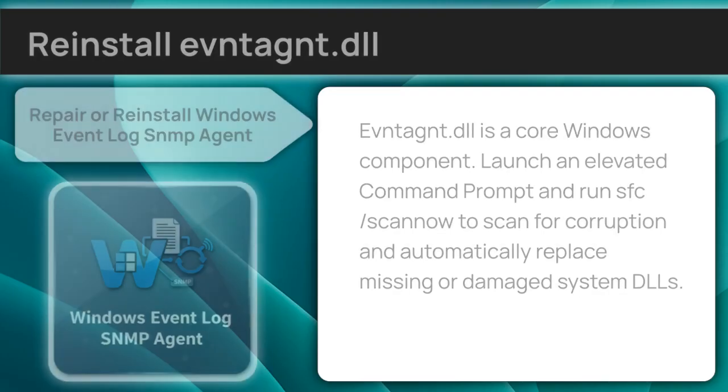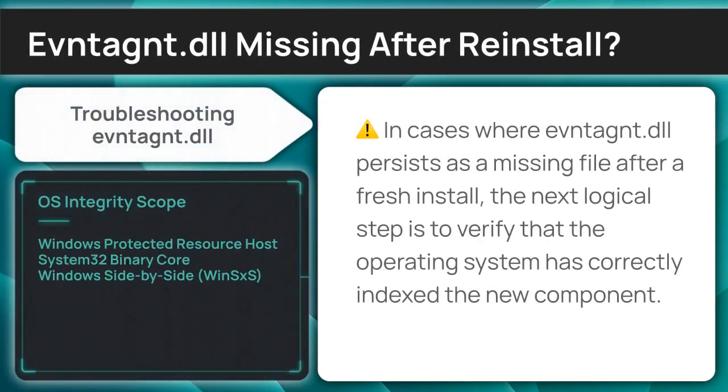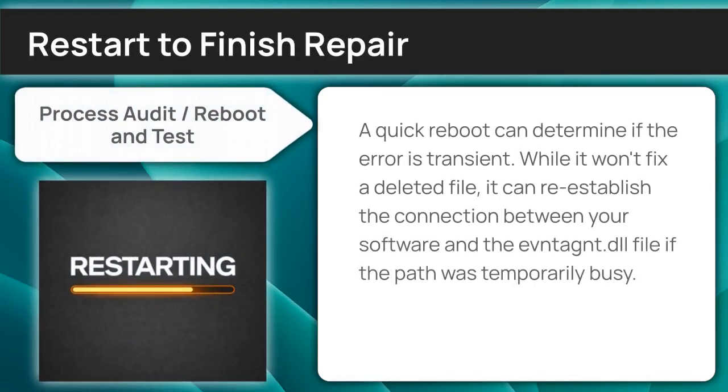When a standard reinstall doesn't cut it, we move to advanced diagnostic steps to ensure the system is properly configured. Performing a restart can determine if the error is just a transient environment glitch. A reboot refreshes your system's path variables and can sometimes re-establish a broken link to the Evntagnt library file.